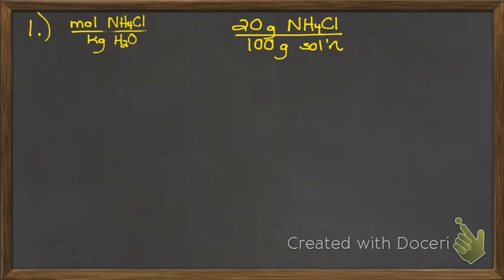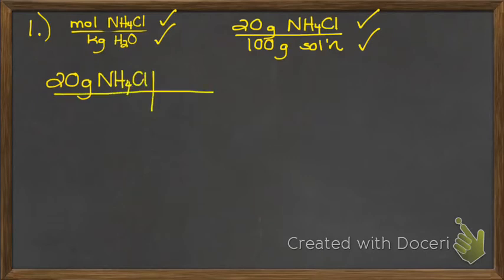I am going to use these two pieces of information to help me find these two pieces of information. But let's take it piece by piece. First piece I need is moles of ammonium chloride. No problem. All I've got to do is change 20 grams of ammonium chloride into moles.